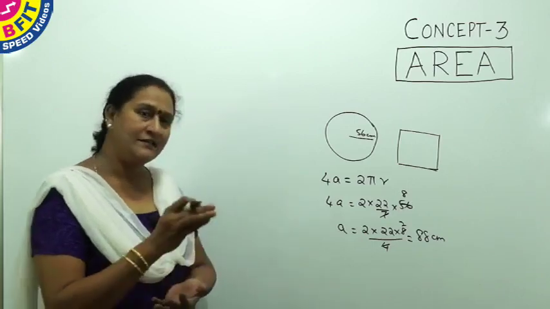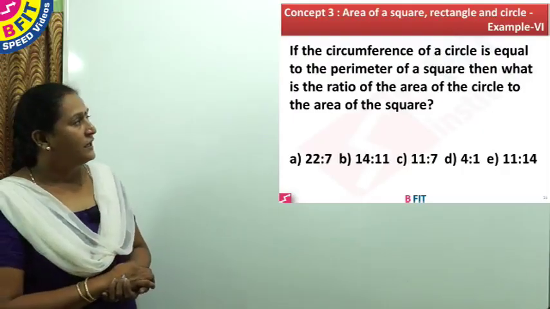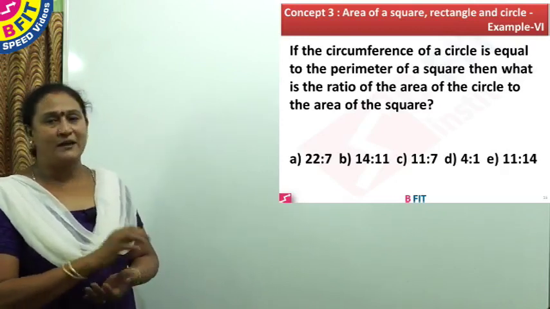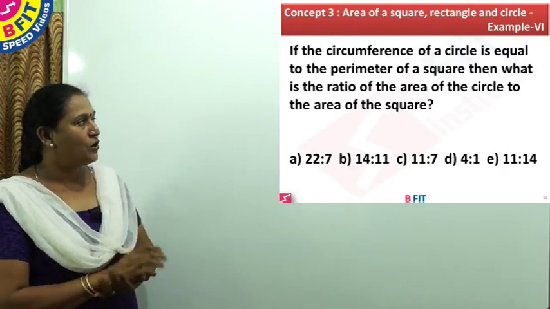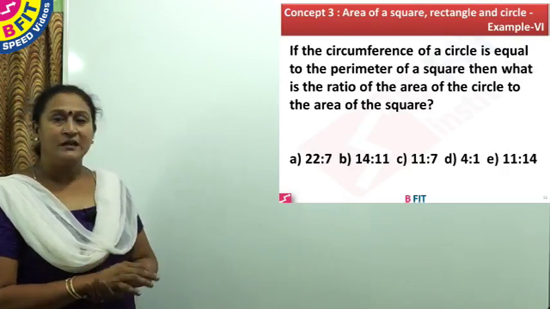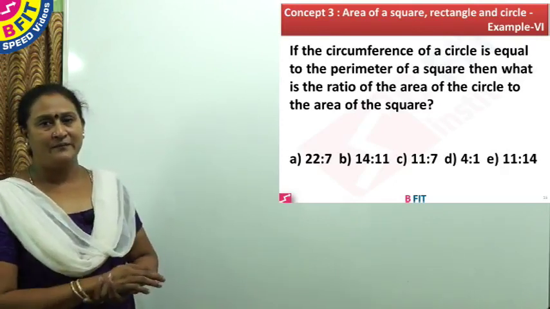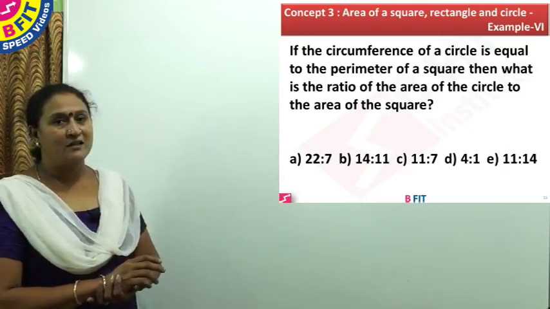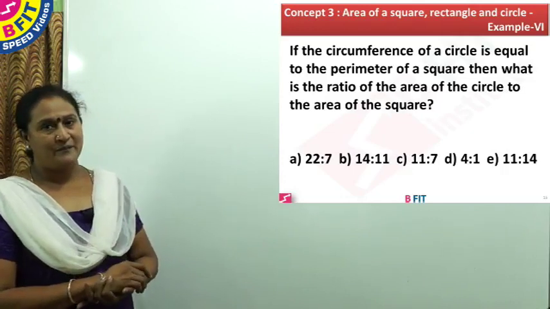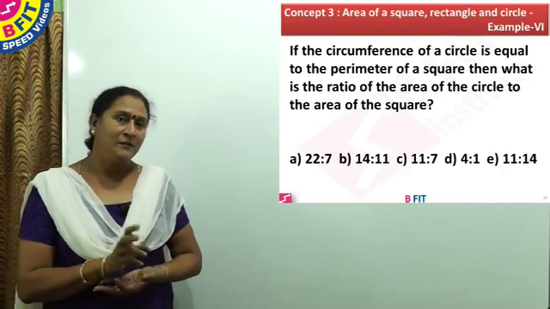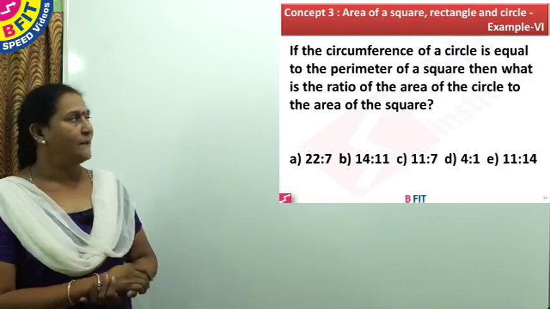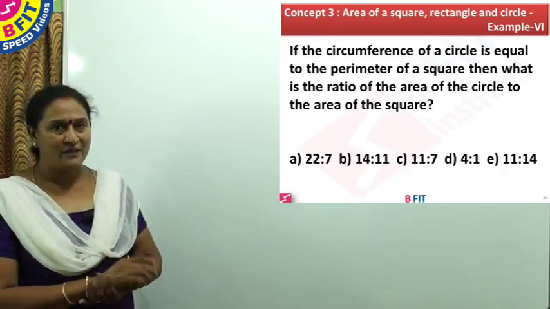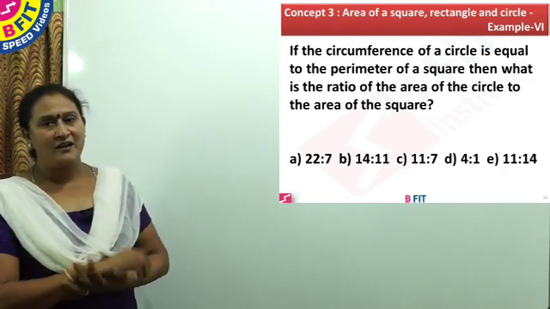So now we'll see the next example. The question is, if the circumference of a circle is equal to the perimeter of a square, then what is the ratio of the area of the circle to the area of the square? So what is the detail given? The circumference of the circle and the perimeter are the same. We have seen that whenever perimeter and circumference are both the same, which will have the maximum area? The circle will have the maximum area, and with that we can find the answer.